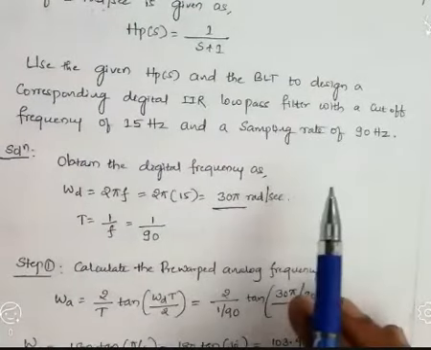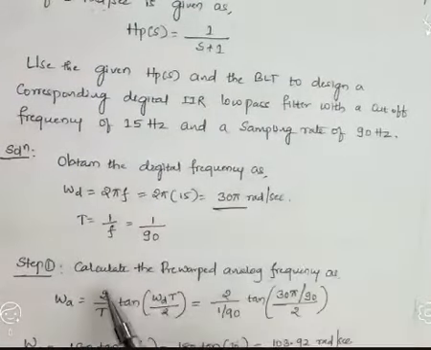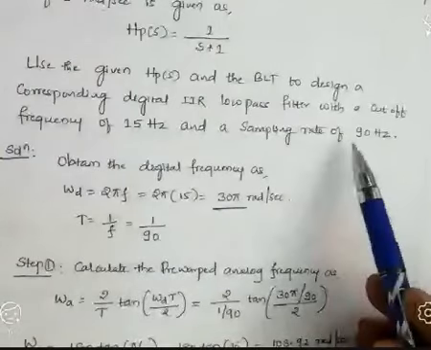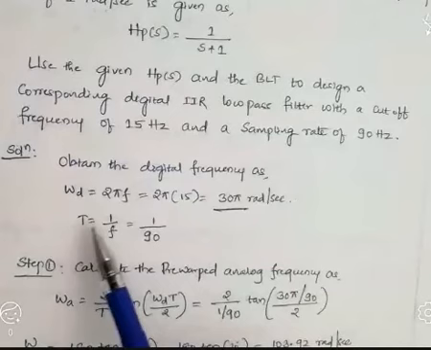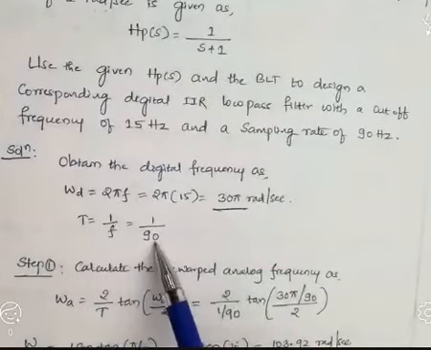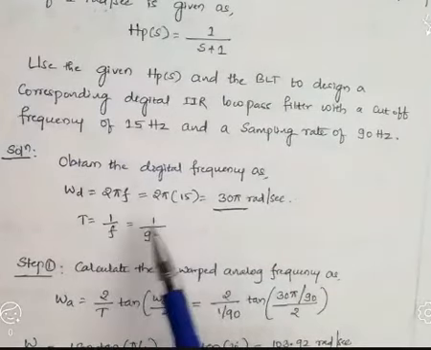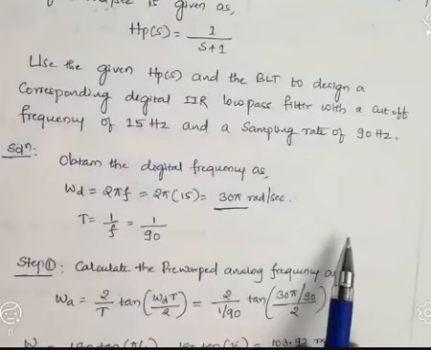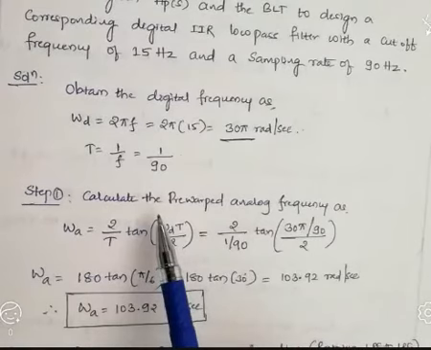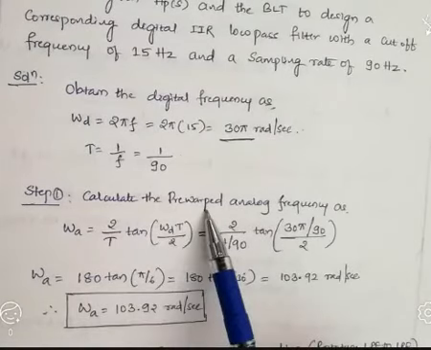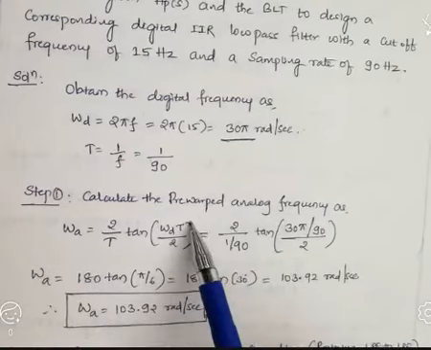Next, sampling rate. Sampling rate of 90 hertz is given. We want the sampling period, so T equal to 1 by f, which is 1 by 90. So what is the first step? As per the previous video we discussed, the first step is prewarping the analog frequency, nothing but converting the digital frequency component to analog frequency components by performing prewarping.